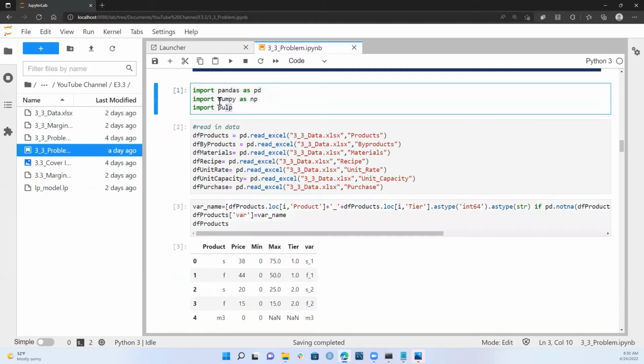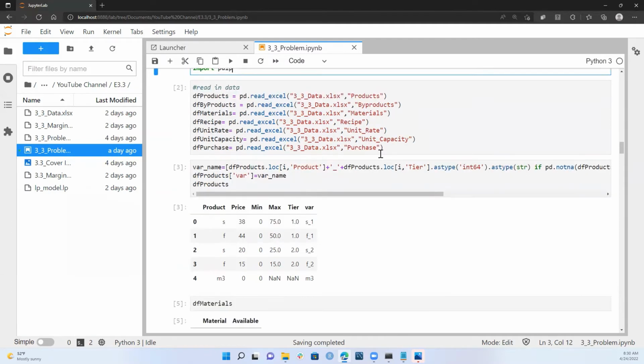So first and foremost, we bring in our libraries, again pandas for managing our data frames, NumPy for any numerical methods we need, and pulp for building and constructing our mathematical model. I'm going to read in the data from our Excel file that we just covered. That will include our products, byproducts, materials, recipe, unit rate, unit capacity, and purchase tables.